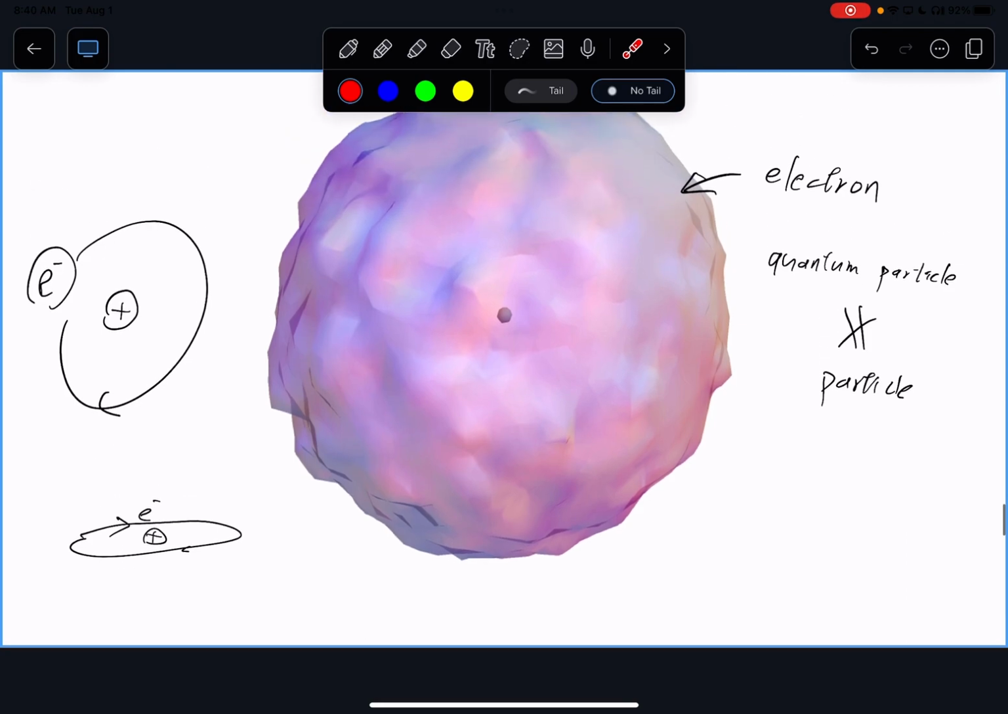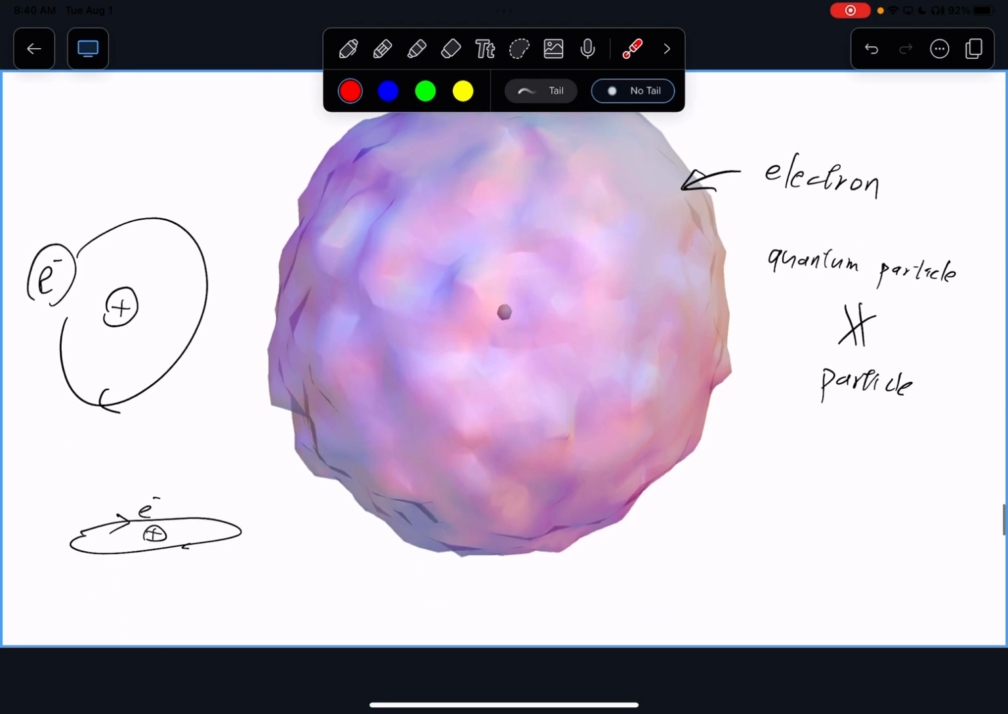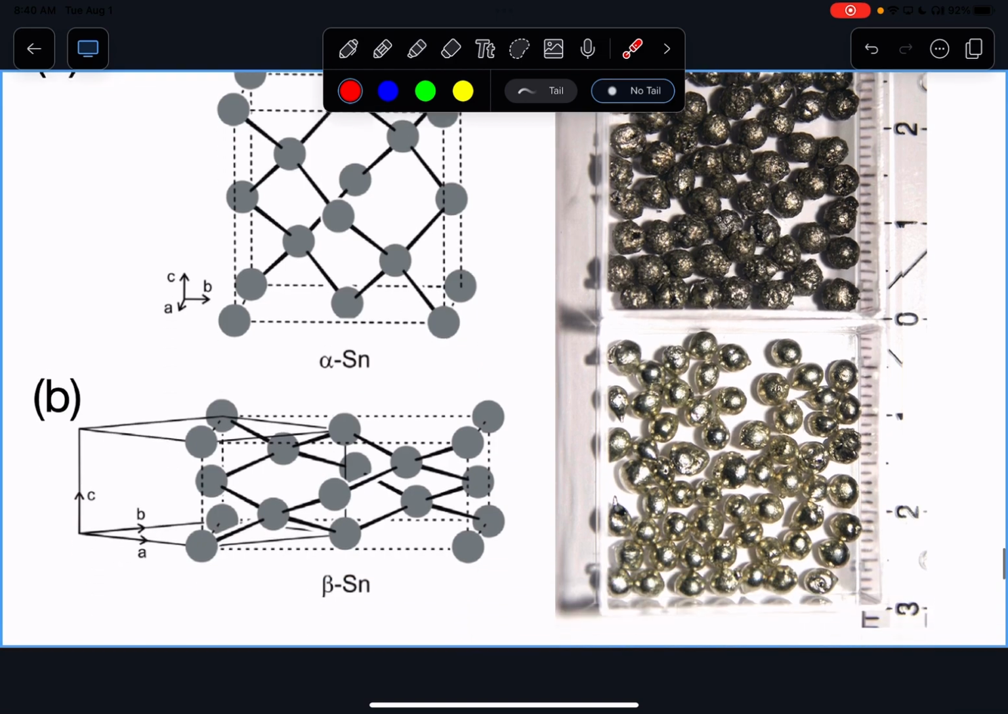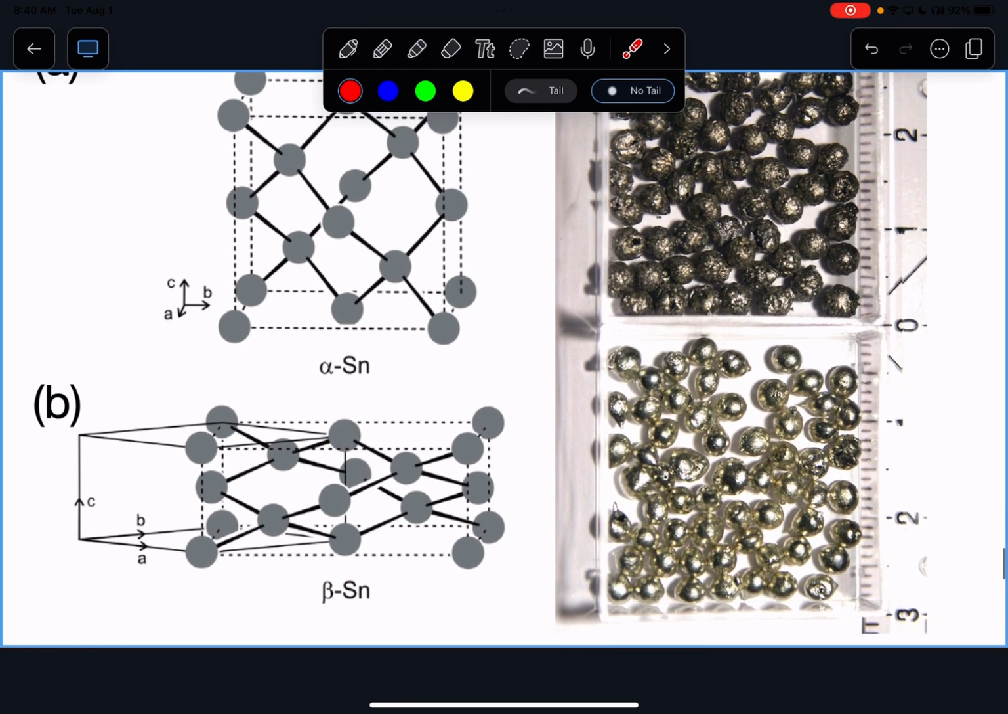So, any question about atoms? All right, so this is an atom. If you have a lot of atoms, this is an element called tin.